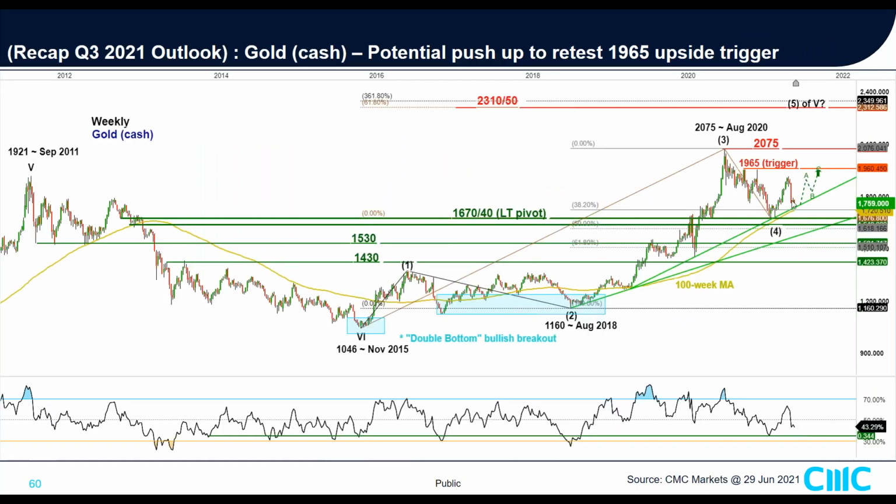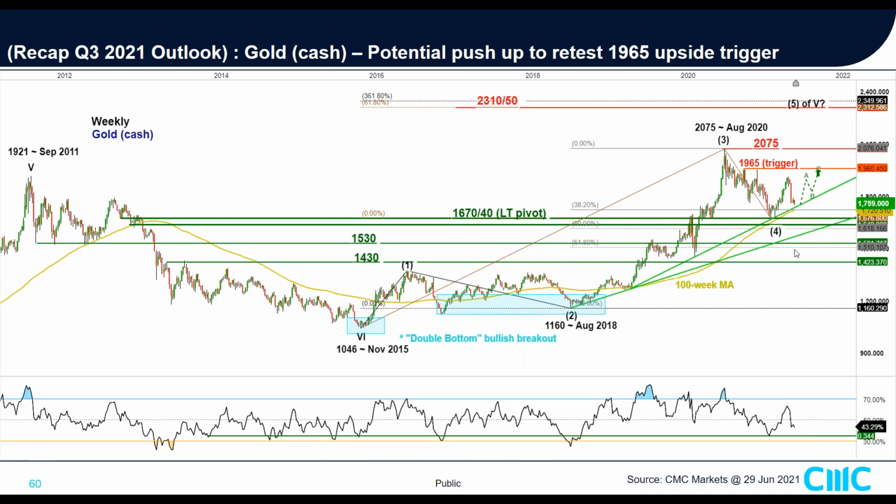Now next one up will be your gold. Okay, so gold at that point in time, we're still looking at this 1670/1640 as the key long-term pivotal support. Then still looking for a push up towards this 1965 upside trigger level. That means play up to the top of the range at that point in time.